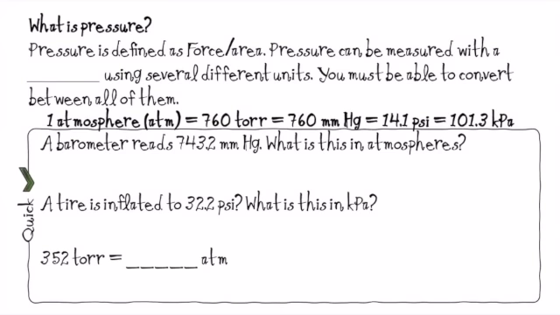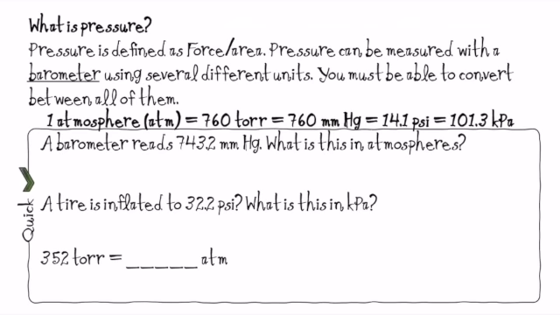What is pressure? Pressure is defined as force over area. Pressure can be measured with a barometer using several different units. You must be able to convert between all of them. A barometer reads 743.2 millimeters of mercury. What is this in atmospheres?